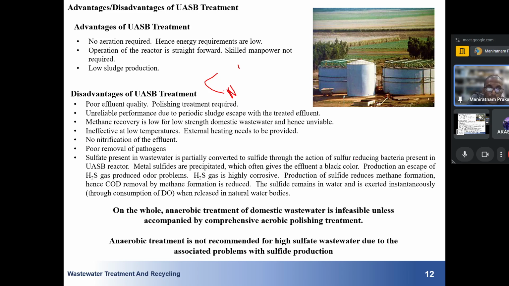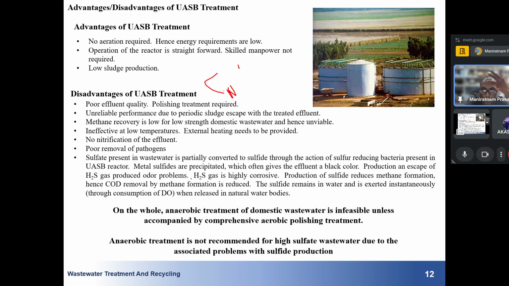Now, suppose you have this sulfate reducing bacteria present along with the other bacteria. So now what will happen is that this sulfate will convert into sulfide, and metal sulfides are precipitated which give a black color. Production and escape of H2S gas produce odor problems. So remember, this H2S gas has its own problem. So now we have sulfate in our wastewater also, and it has been converted into sulfide, and sulfide may escape as H2S, or it can be precipitated with some metal.